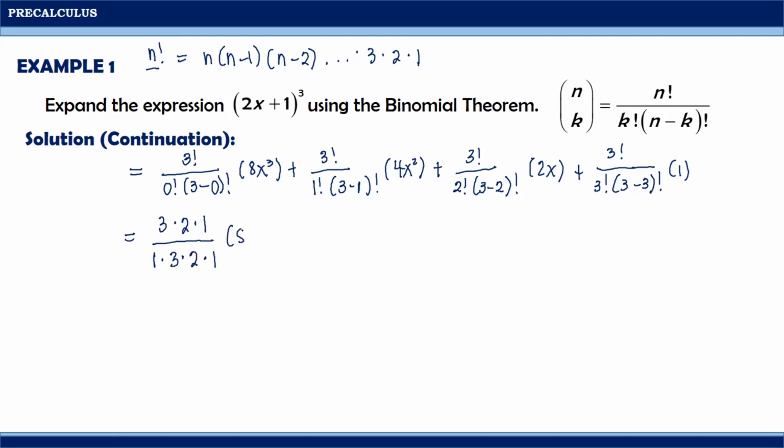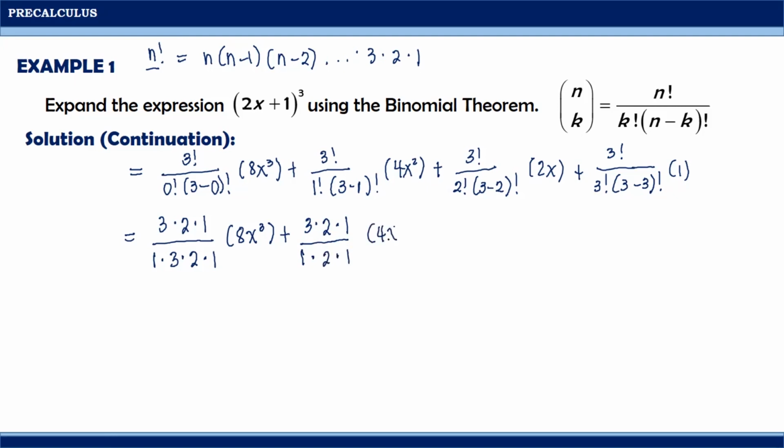Then copy 8x cubed, plus 3 factorial is again 3 times 2 times 1, all over 1 factorial, which is equal to 1, times 3 minus 1, which is 2 factorial. So that would be 2 times 1.